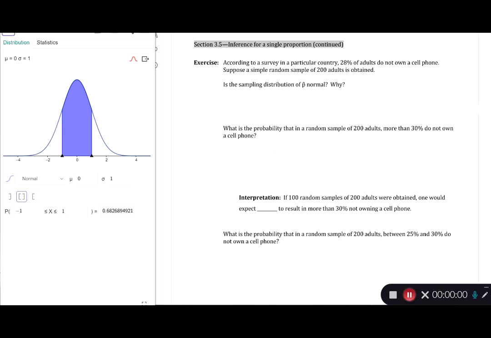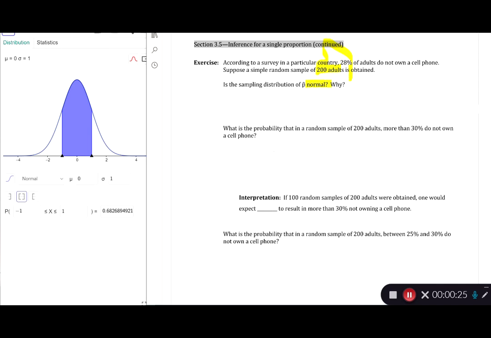In this exercise, we'll be practicing finding probabilities under normal curves. The information comes from a survey in some country where 28% of adults do not own a cell phone. Let's suppose that we have a simple random sample of 200 adults. The first question we want to address is whether this sampling distribution is going to be normal or not.